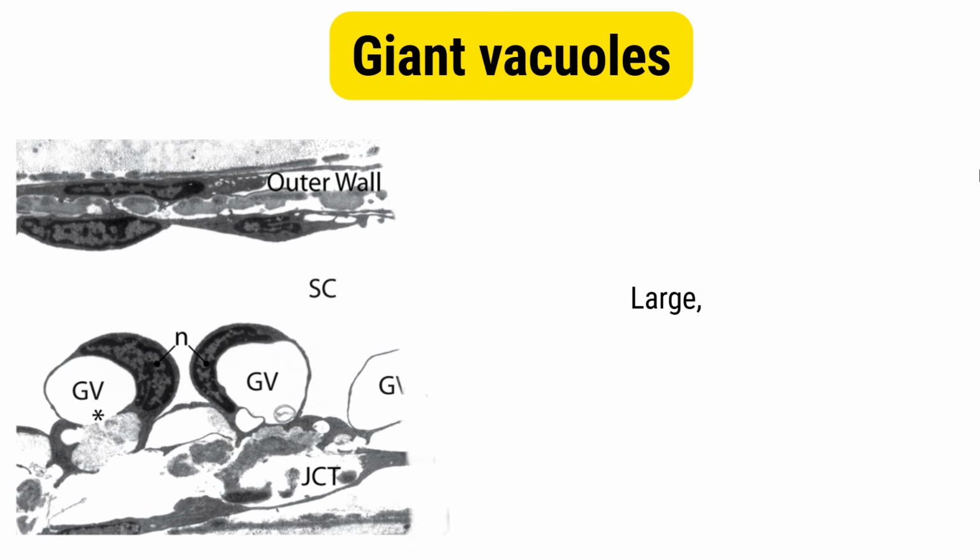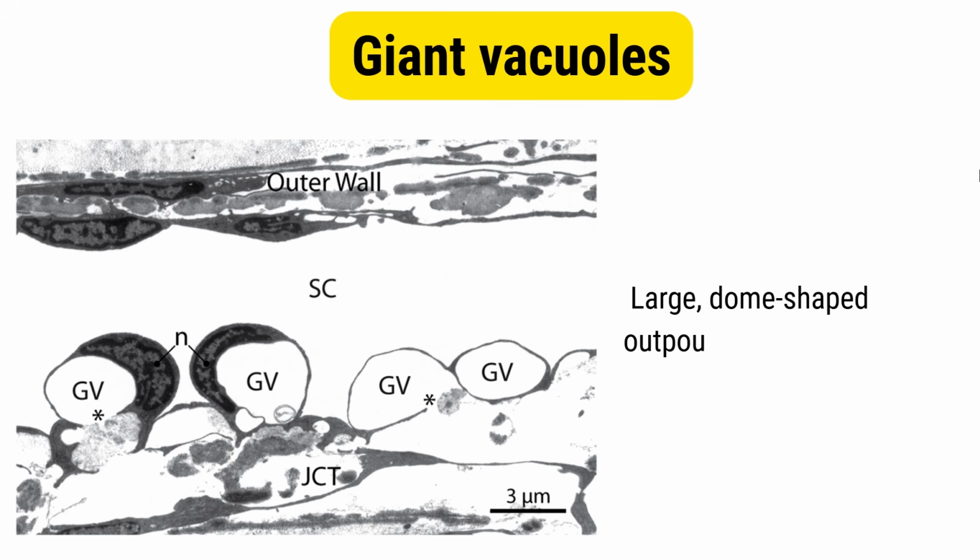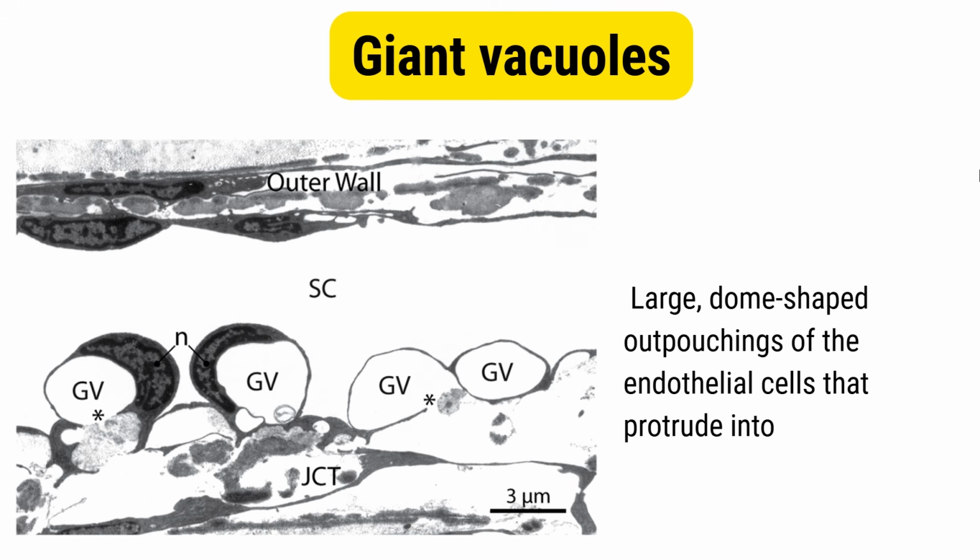What you can see over here are the giant vacuoles. These are large dome-shaped outpouchings of the endothelial cells that protrude into the lumen of the Schlemm's canal. Now, despite the name, these vacuoles are not true intracellular vacuoles. Rather, they are extracellular cavities created when the cell membrane bulges outwards, leaving a fluid-filled space between the cell and its underlying basement membrane.